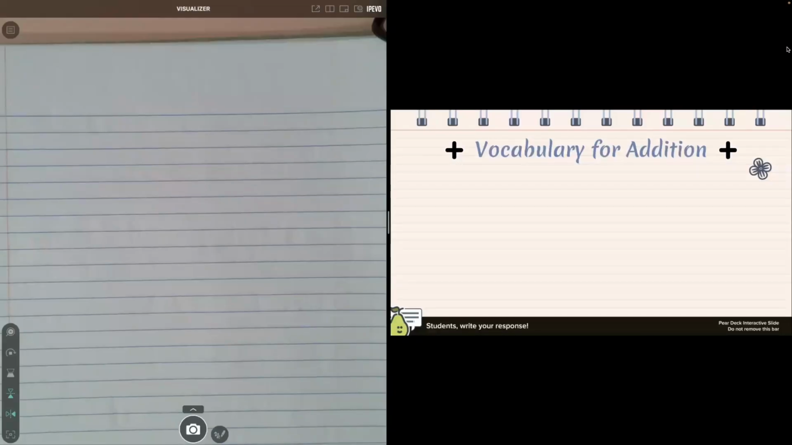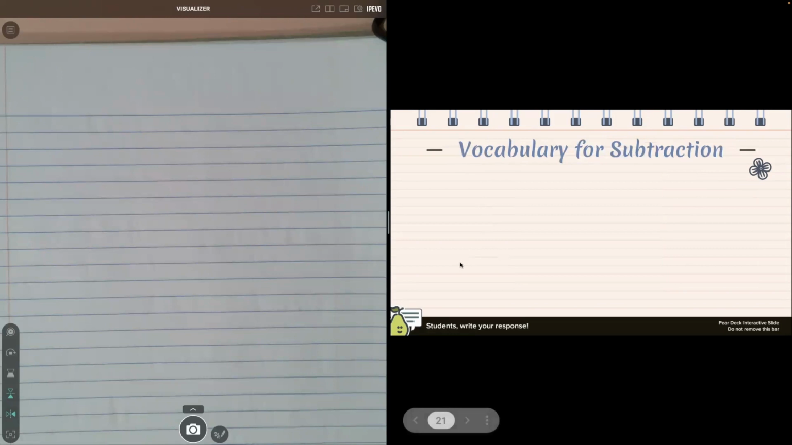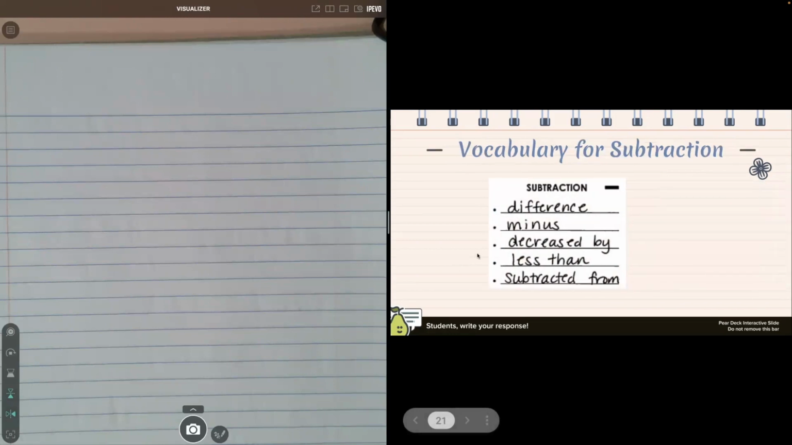So when we're writing expressions, we need to know what vocab is going to signal us to commit to an operation. For example, with addition, we commonly see the words sum, total, plus, increase by, and more than. So those are going to tell us that we are going to use the operation of addition in our problem. For subtraction, we commonly see difference, minus, decreased by, less than, and subtracted from to tell us that we are going to subtract numbers from each other.